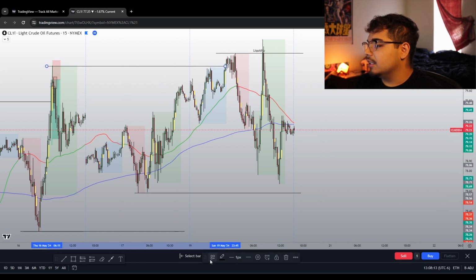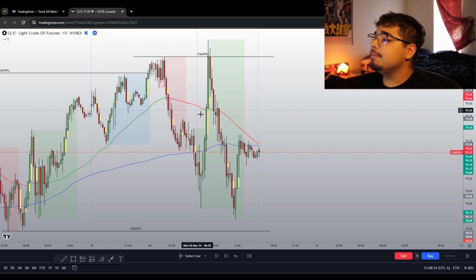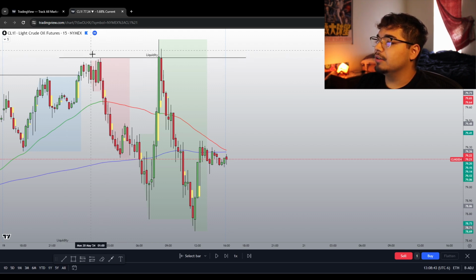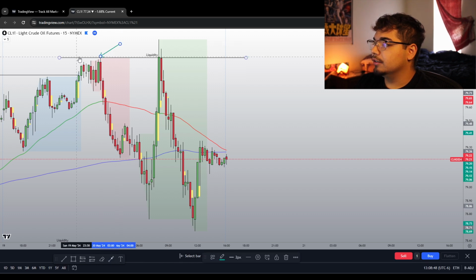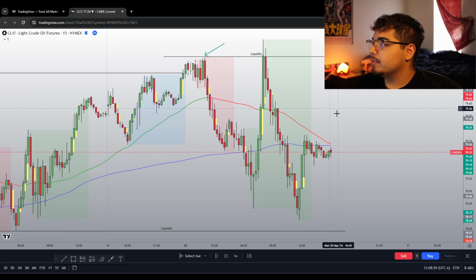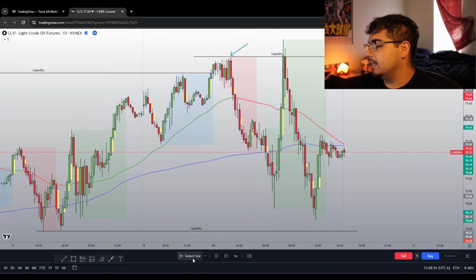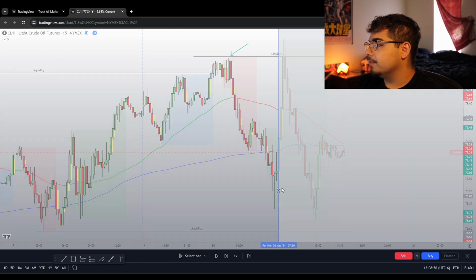Same with this one, so I'm gonna label these for you guys. I personally do like to trade New York session. Going into the morning session here, I do see liquidity right up above here, right? This right here, this is liquidity.